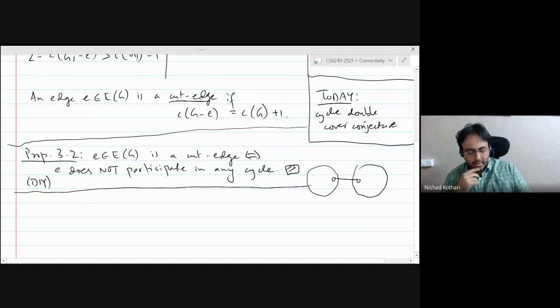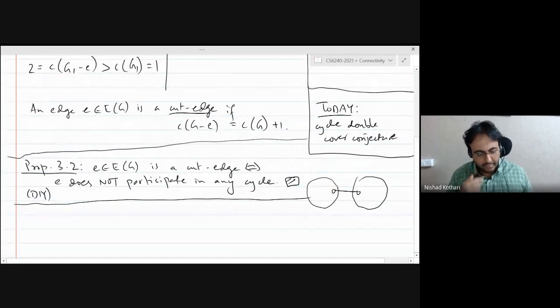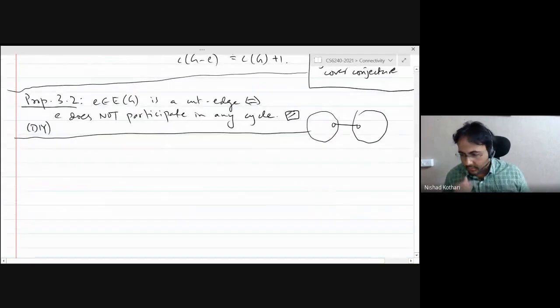Can everyone kind of see how you would prove this? Okay, since there is no one turning on their mic, I guess the answer is yes. But of course, if you are having trouble proving anything that was stated in the lectures, just start a discussion on Piazza and we will go through it there. All right. So this is what a cut edge is.